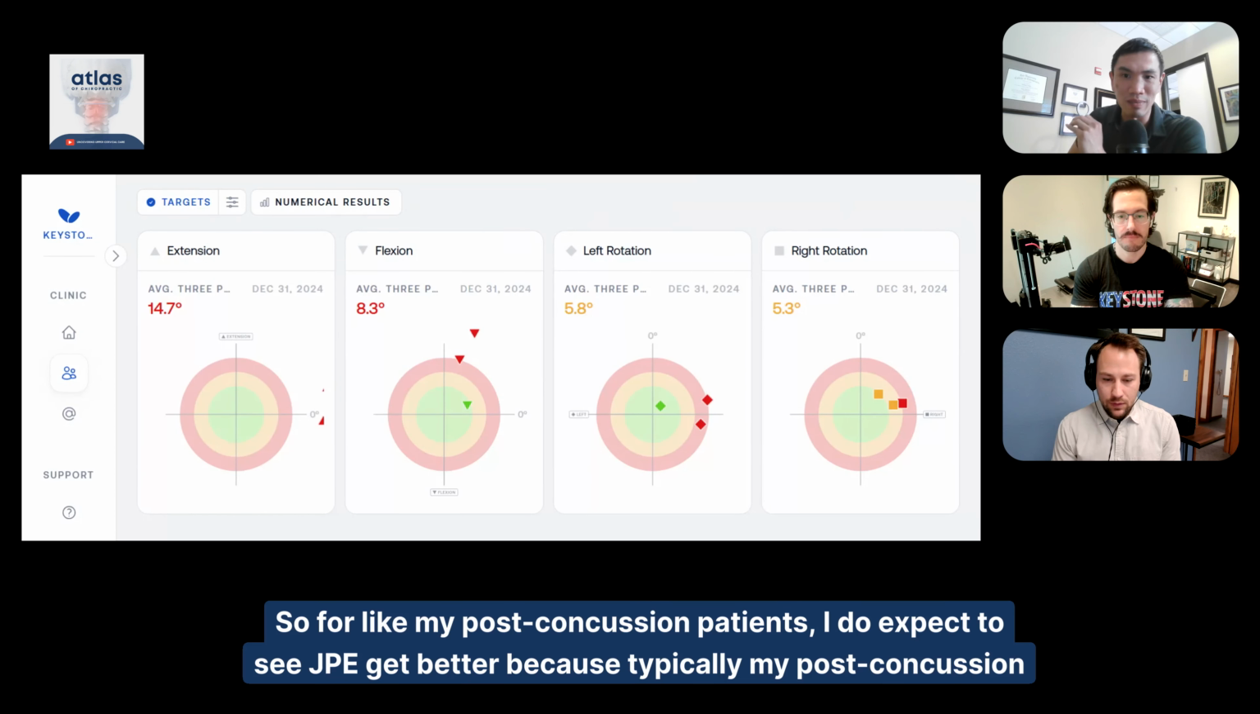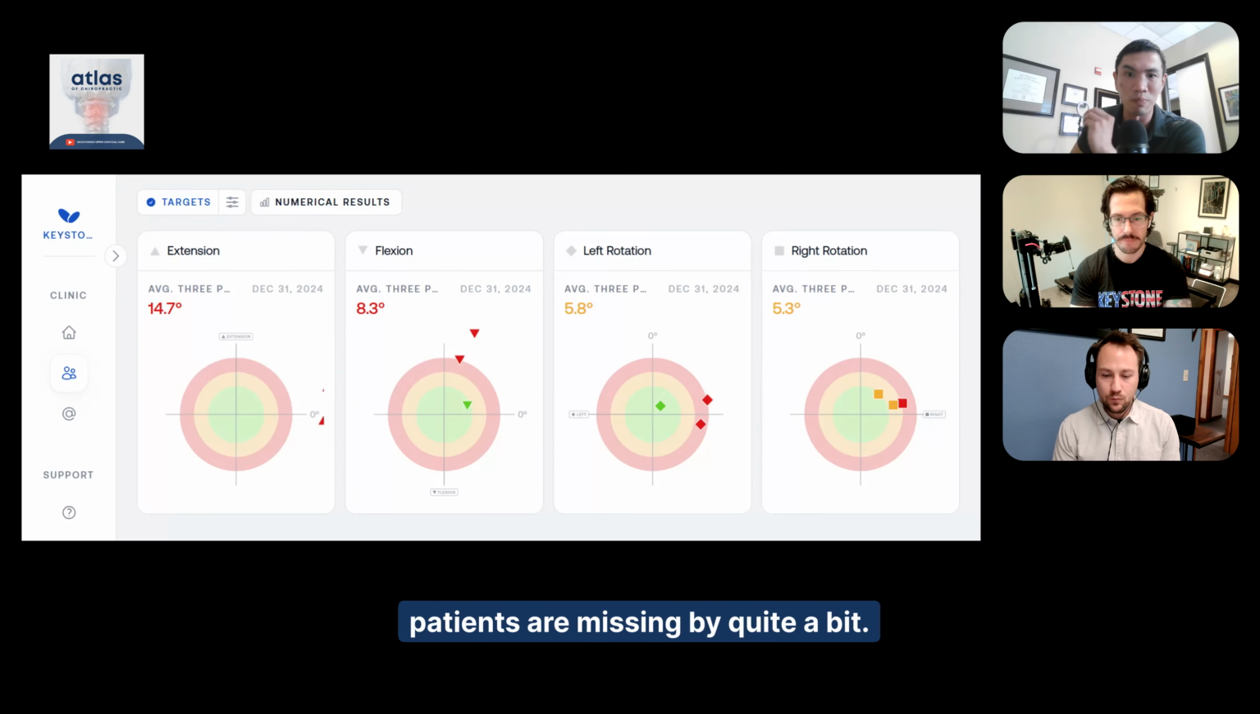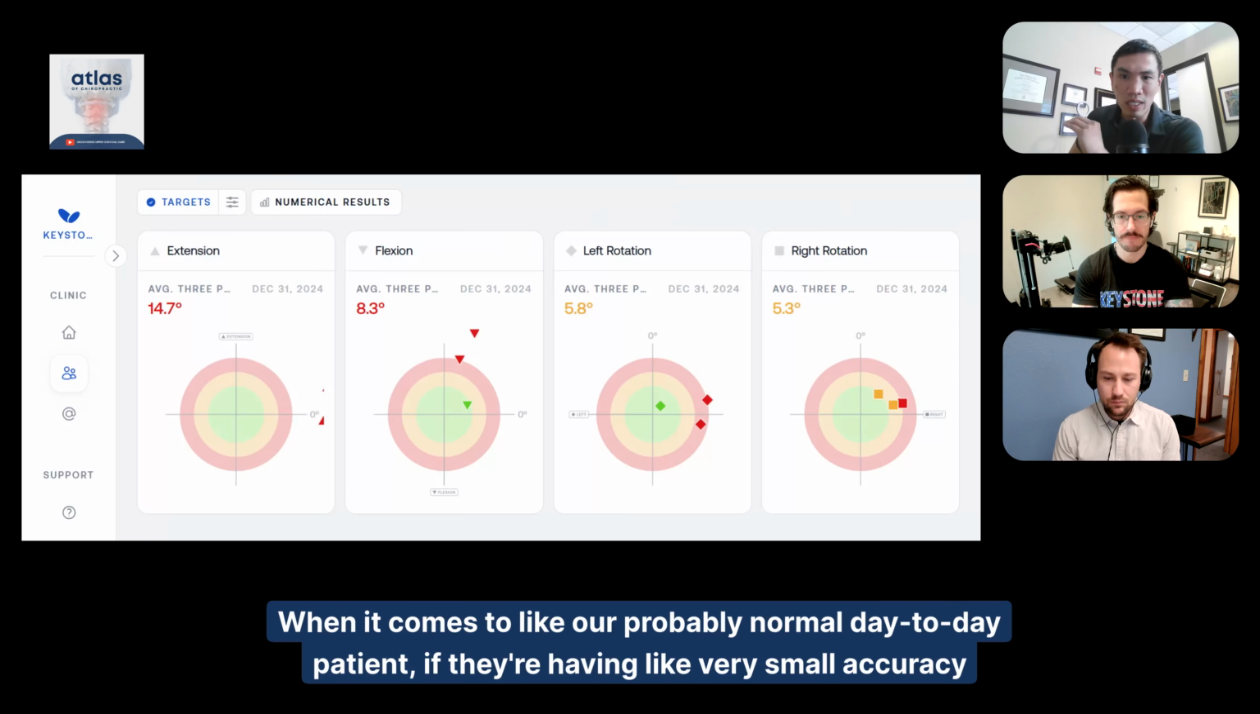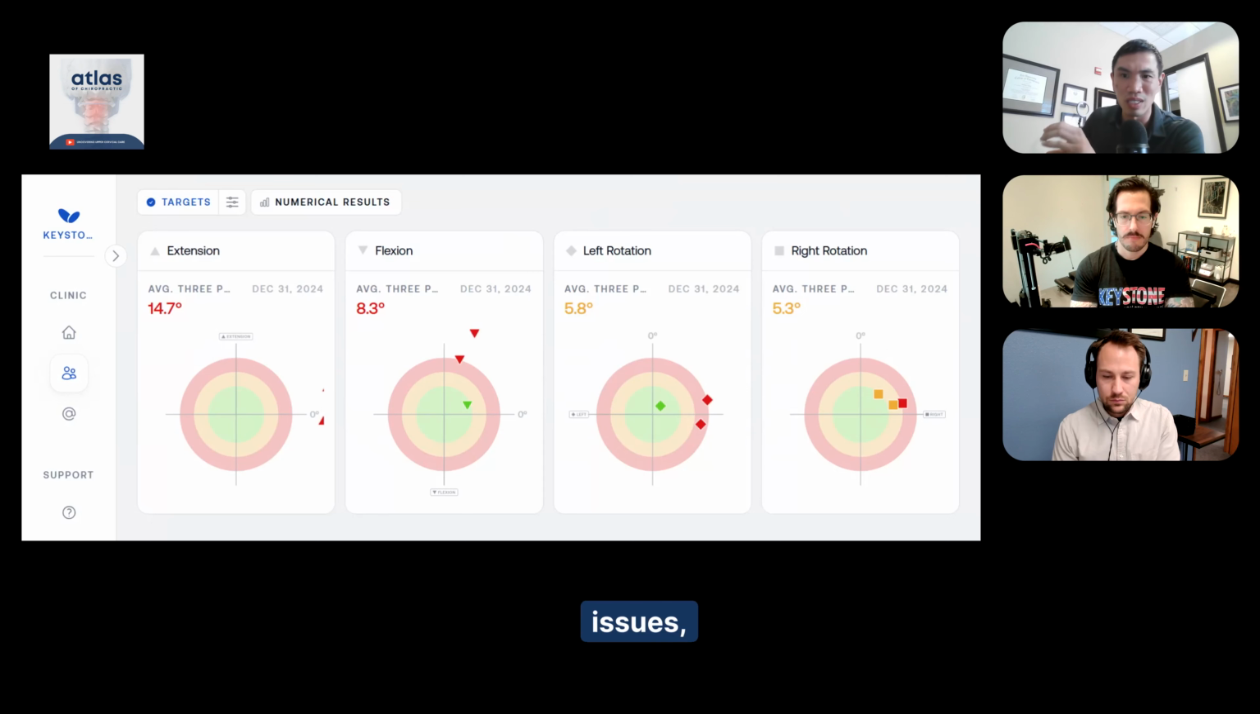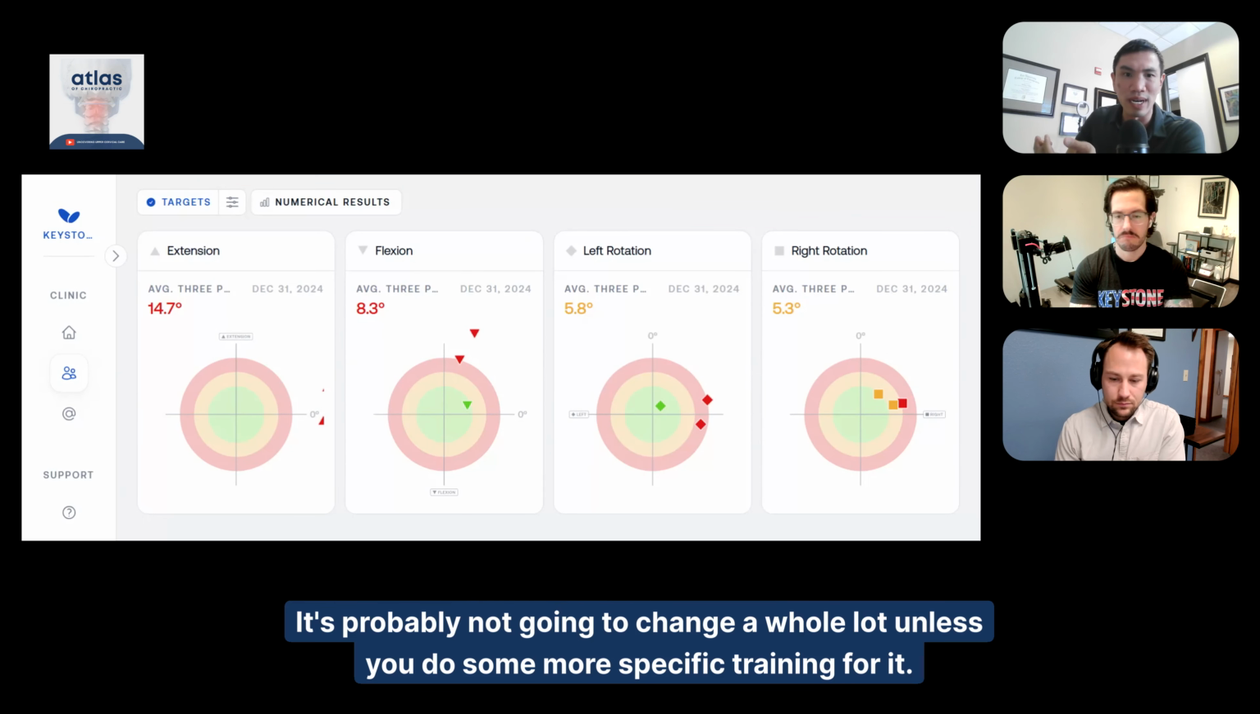So for my post-concussion patients, I do expect to see JPE get better, because typically my post-concussion patients are missing by quite a bit. When it comes to our normal day-to-day patient, if they're having very small accuracy issues, it's probably not going to change a whole lot unless you do some more specific training for it.